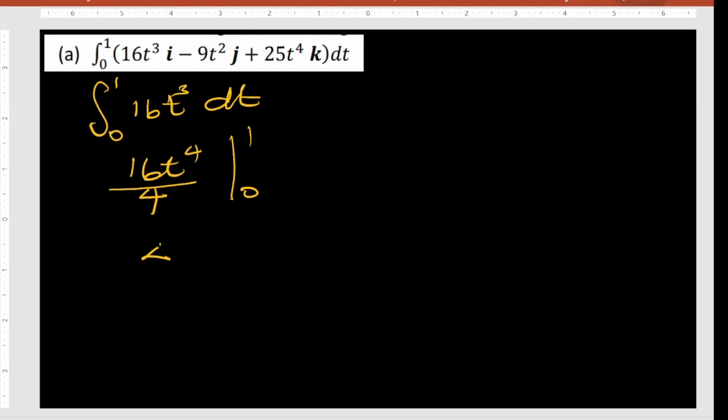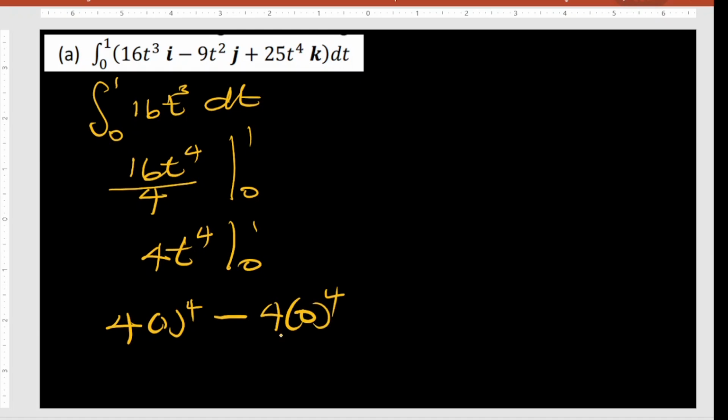And this will be 4t raised to the power 4 from a lower limit of 0 to an upper limit of 1. So this will just be 4 times 1 raised to the power 4, minus 4 multiplying 0 raised to the power 4. And our result will just be 4.